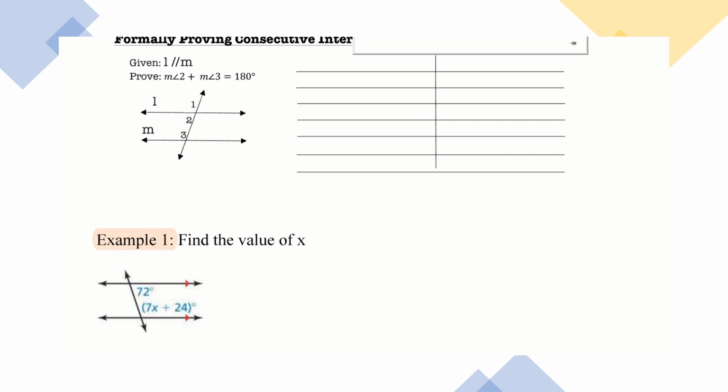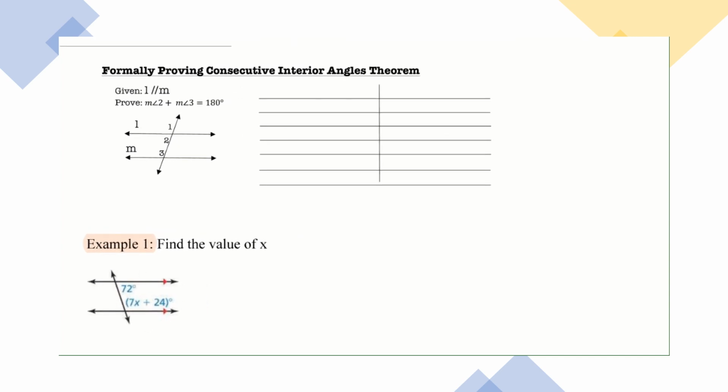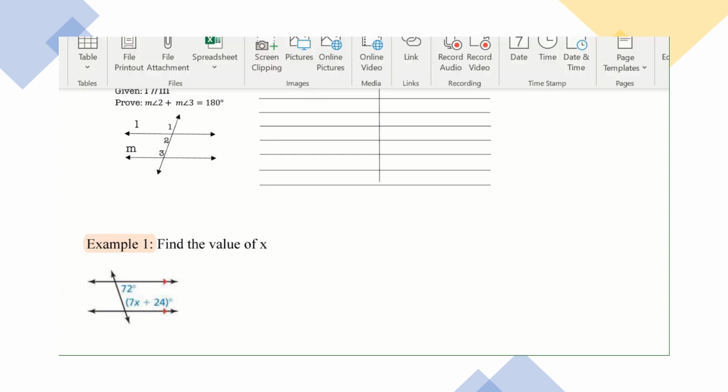The consecutive angle theorem says that if you have two lines that are cut by a transversal, and those two lines are parallel lines, then their pair of consecutive interior angles will be supplementary. And that's what we're trying to prove here.